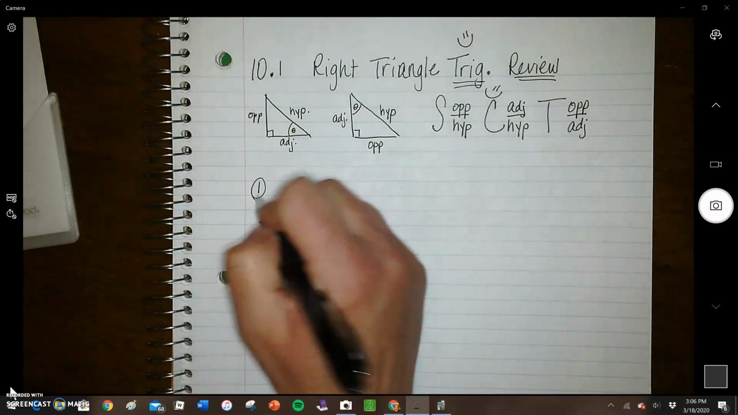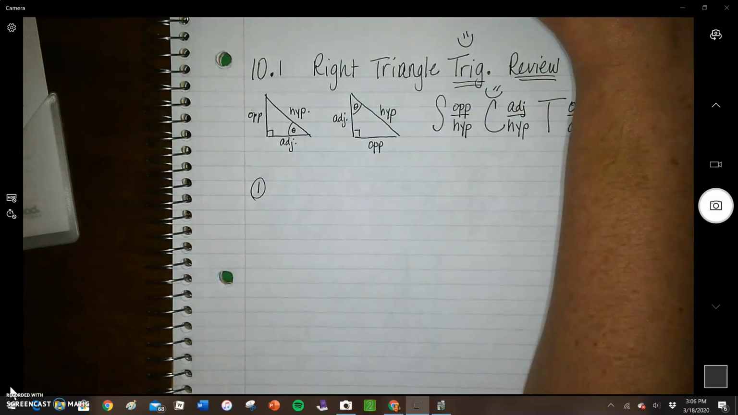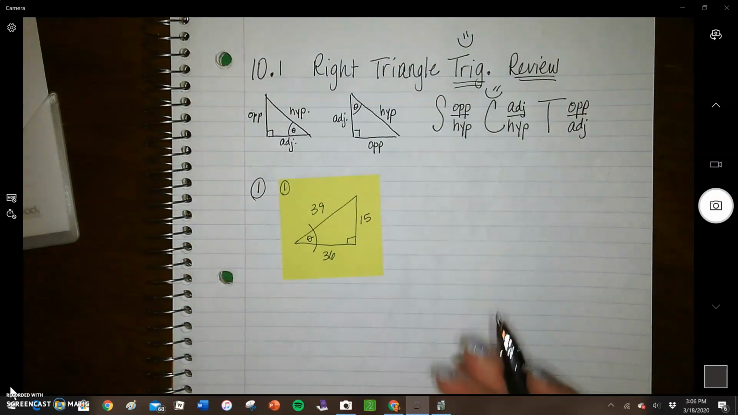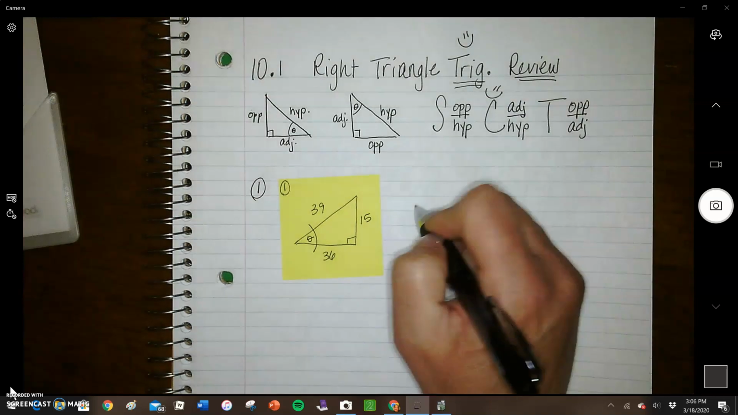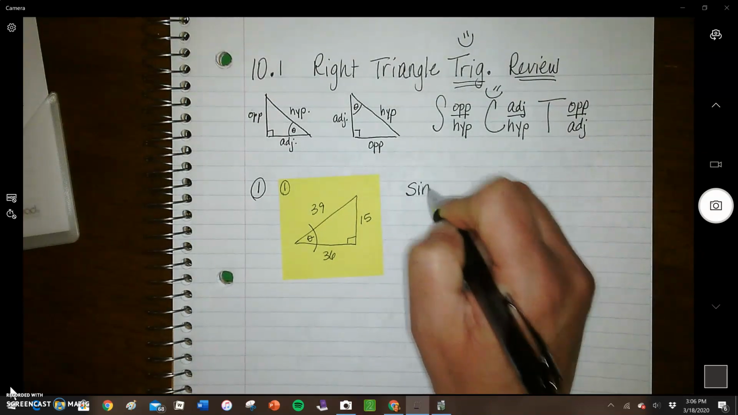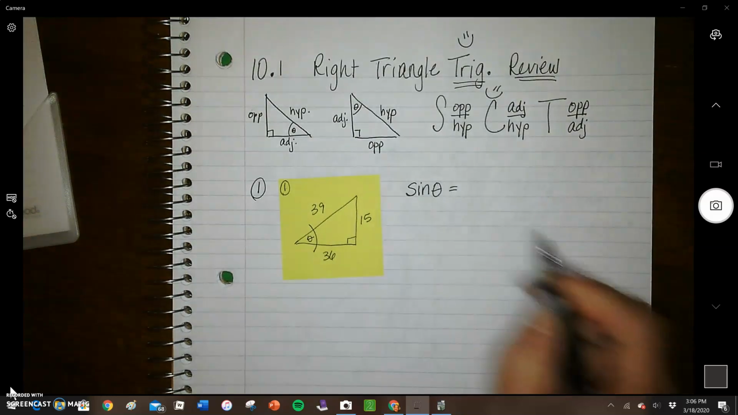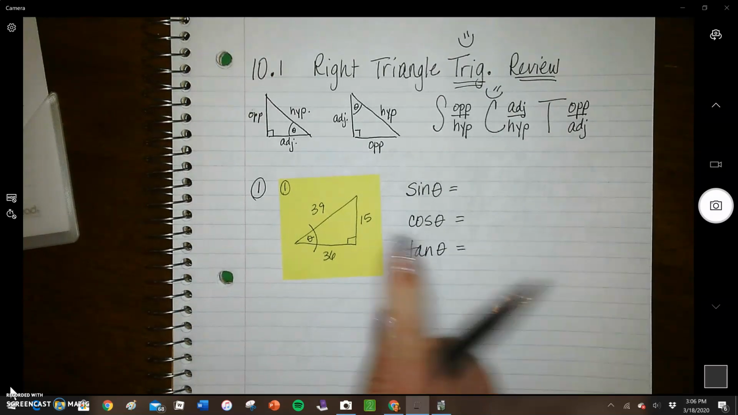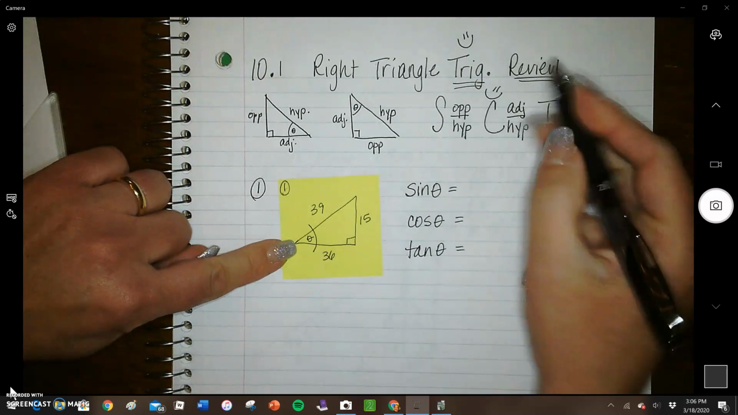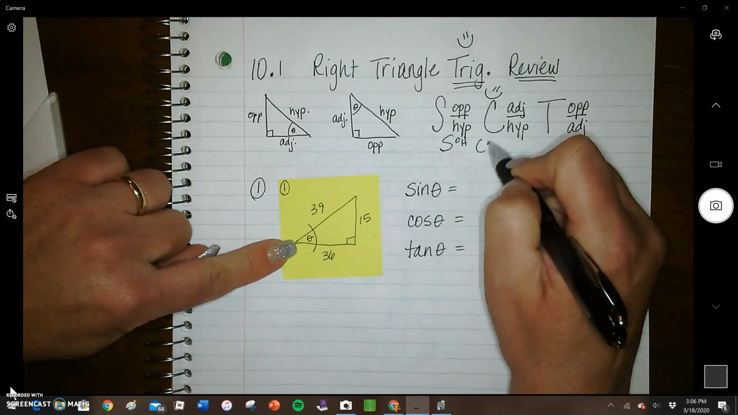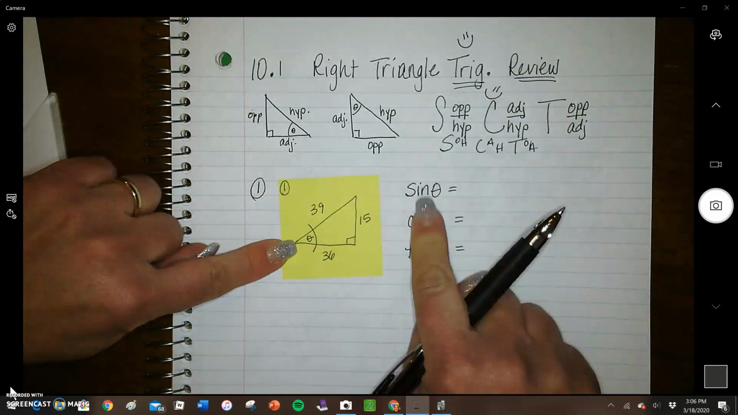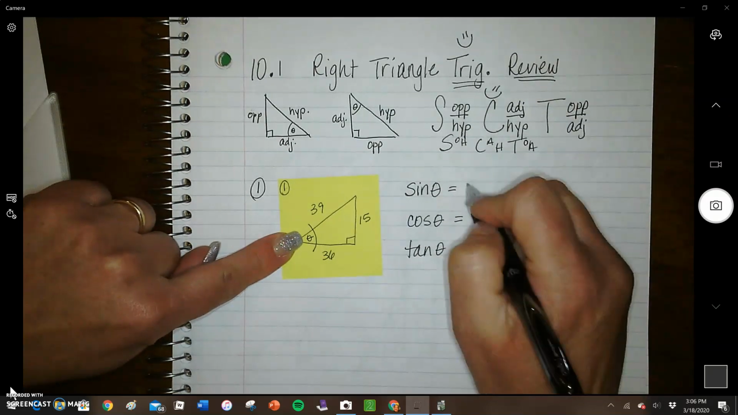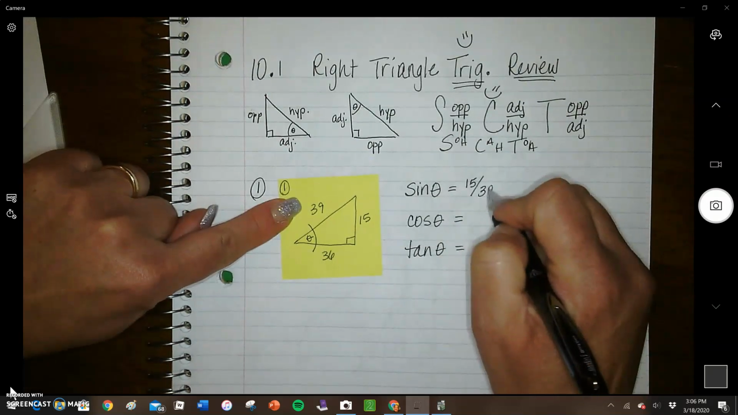Okay, so let's run through a quick example. If we have a triangle that looks like this, and I ask for the three trigonometric functions, you would do the sine of my angle, the cosine of the angle, and the tangent of the angle. So here's our angle. Let's do sine. Remember this was SOHCAHTOA. So sine, I need opposite and hypotenuse. From my angle, opposite is 15. Hypotenuse is 39. And that's it.